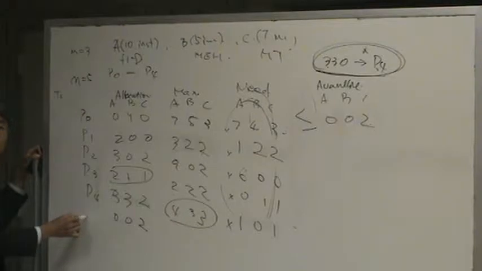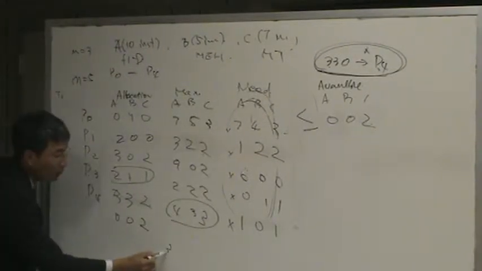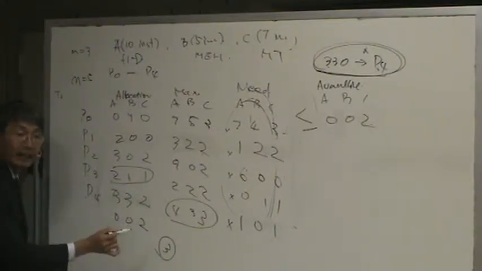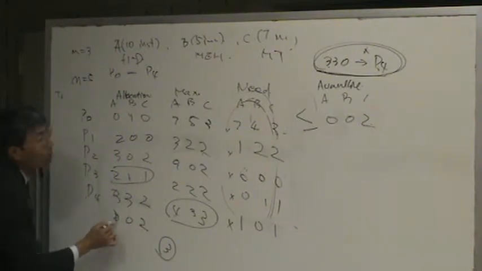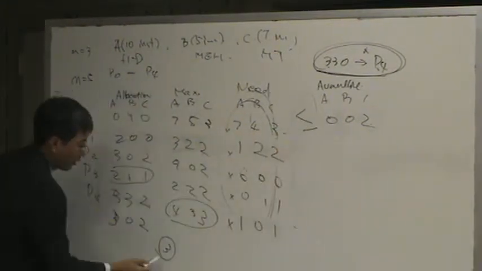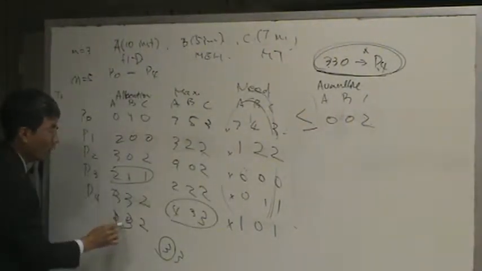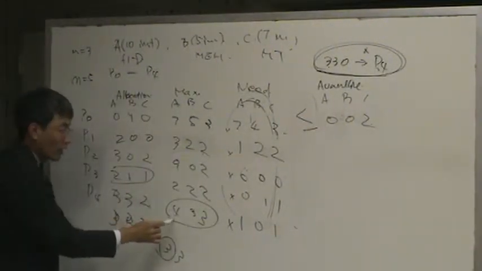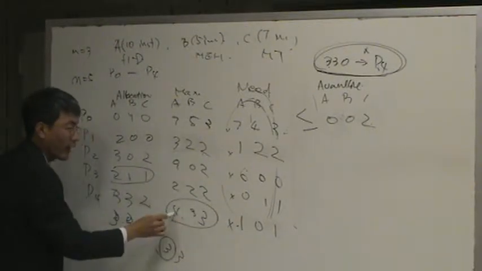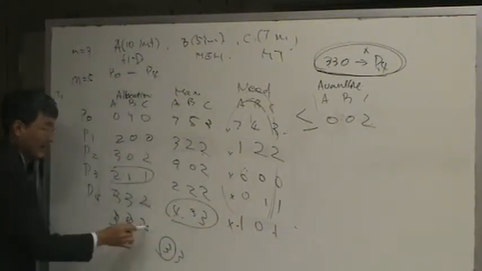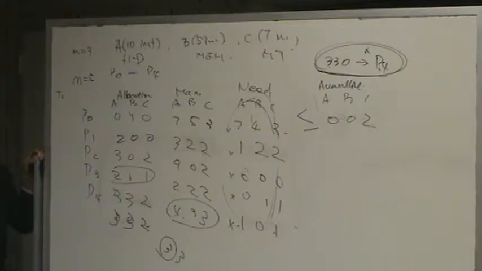Then this time, process 4 requests 3 more A. So 3 more A because you have 3 more available. And 3 more B, you have 3 more available. So it will be 3, 3, 2. Still, it needs 1 more A and 1 more C to be terminated.